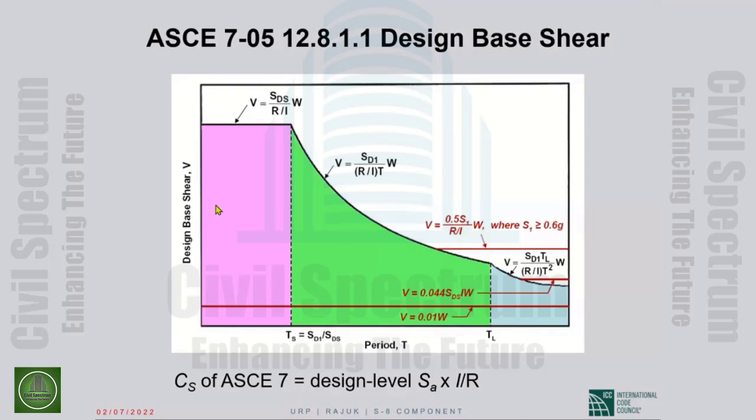So again, the point is, when we do the equivalent static approach, there are four modifications to the elastic spectrum. The ramp is eliminated, the elastic spectrum is lowered by the response modification factor R and at the same time raised by the importance factor I, and then we impose a minimum design base shear of 0.44 S sub DS times I times W, but never lower than 1% of the seismic weight.